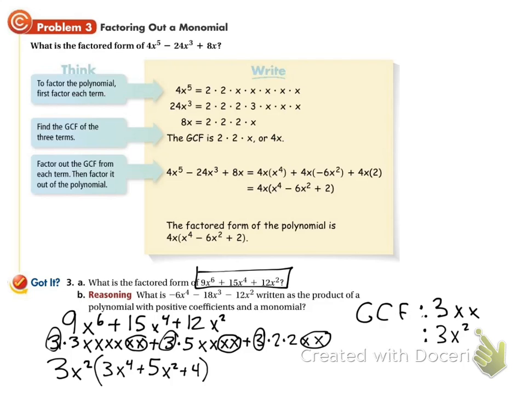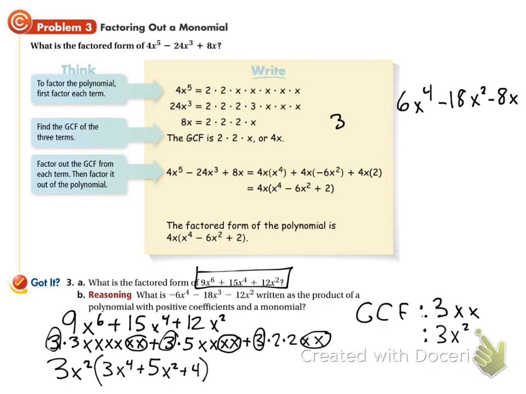Okay, so let's try one more. Try one more up here. Let's do 6x to the 4th minus 18x squared minus, let's do 8x. Okay, so I'm going to rewrite it.